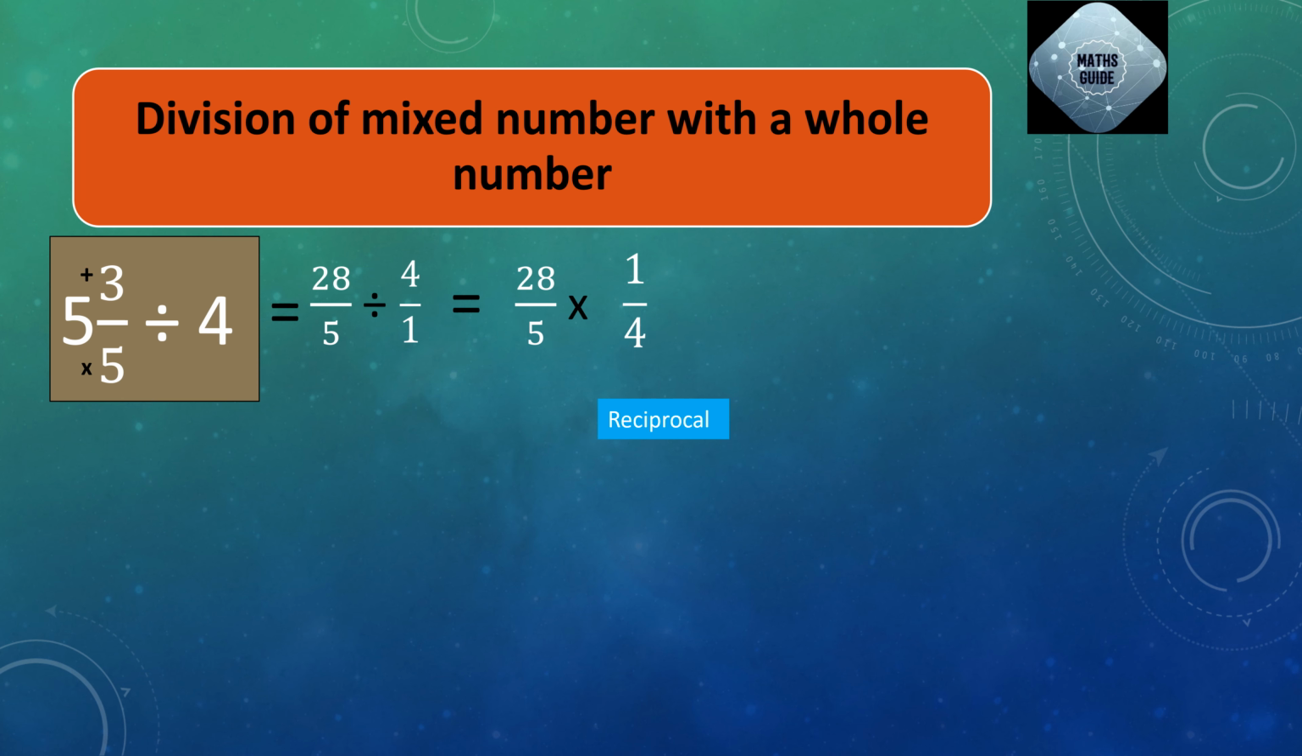As you can see, this 28 is divisible by 4, as 4 times 7 is 28. After simplification, the fraction becomes smaller and easy for multiplication. Now multiply numerators and denominators, we get 7/5. This 7/5 is an improper fraction, so we have to convert it into a mixed number. So the final answer is 1 whole 2/5.